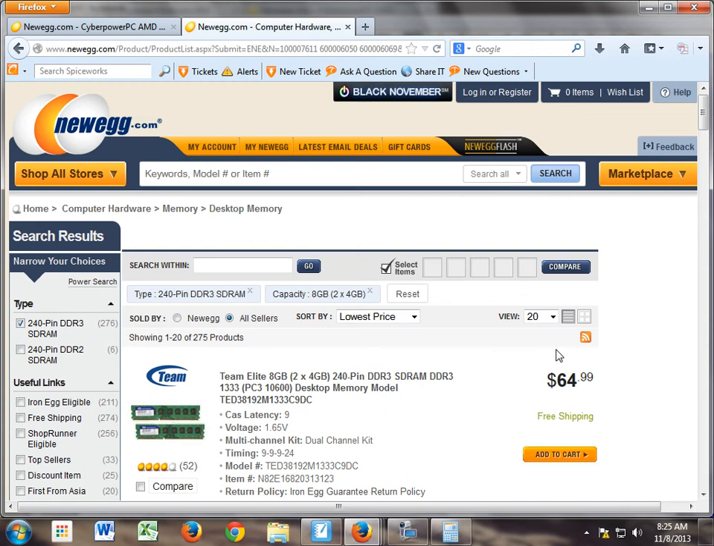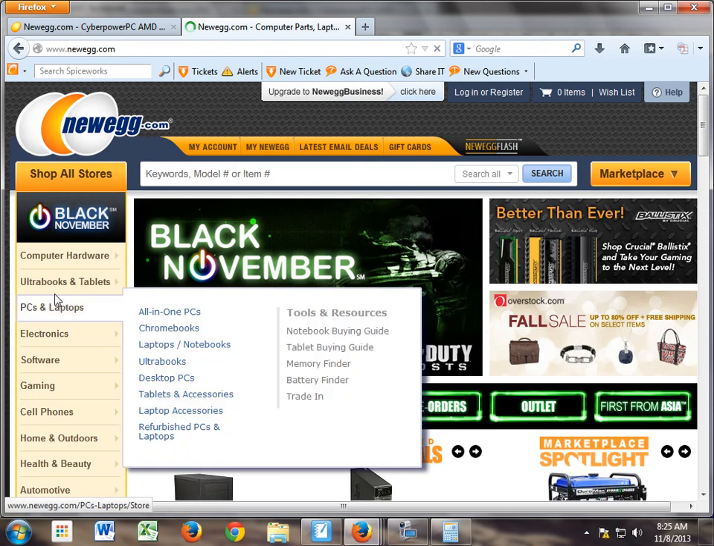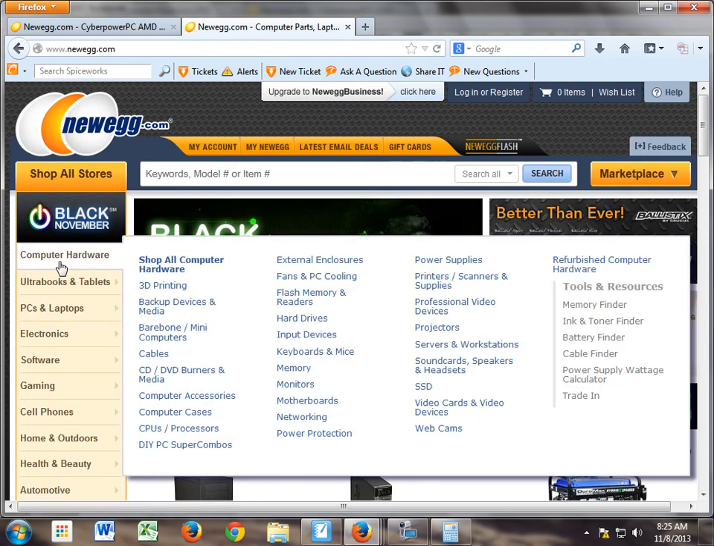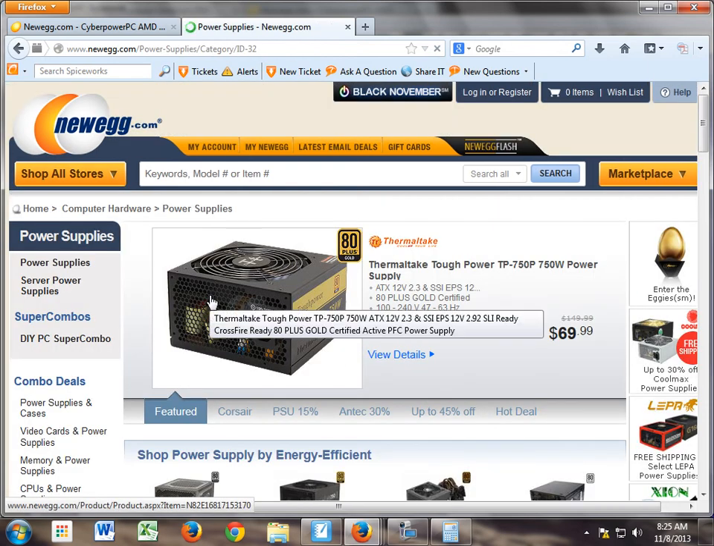Now I might be happy with that altogether. I might be perfectly happy with having just 8 gig of RAM, and if I am, then the only other thing that's going to burn me eventually is going to be that power supply, and I'm going to want a more efficient power supply.